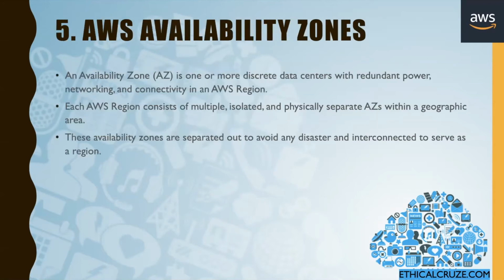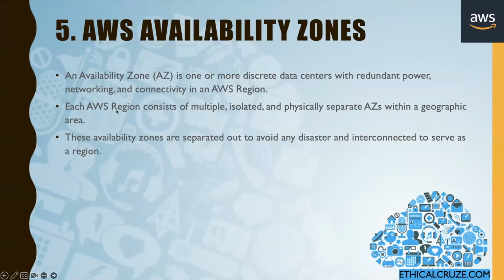Now comes the next topic, AWS availability zones. AWS availability zones are discrete data centers with redundant power, networking, and connectivity in an AWS region. As I showed you in the world map, there were 27 AWS regions. Within a region, there are multiple AWS availability zones. Availability zones are basically like a backup. They do not need to be within a kilometer or within miles distance. They can be hundreds of kilometers away, but they need to be connected so that they can serve as a backup.